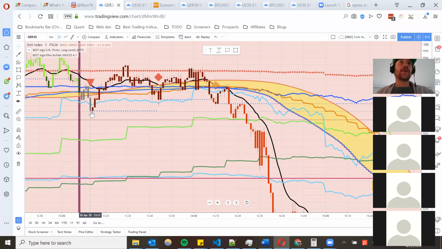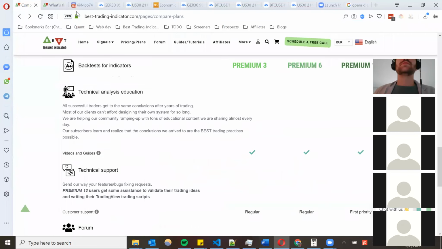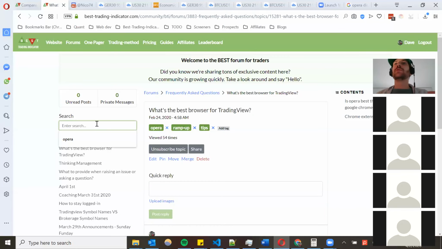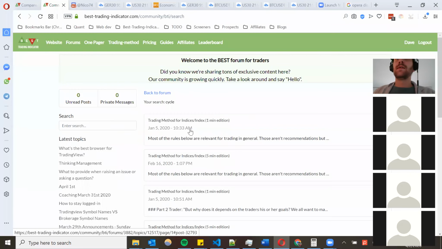The trading method, like for Athens, is unique to the Indices. There are some intraday cycles with Indices. So guys, if you want to find something in the forum, like trading or alerts, you just look for some keywords. So here I will search for cycle.